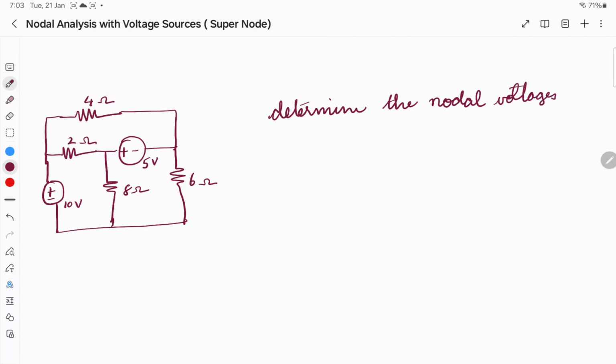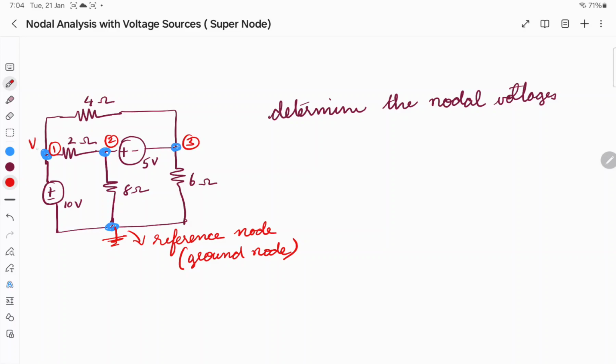Okay, so we have to find what are the nodes available. First thing we will find the nodes. What is a node? When two or more elements are connected, that corresponding point is called the node. So this is a node, this is another node, this is another node, this is another node. This node is called the reference node, or also the ground node. The other nodes, let me say, this is node 1, node 2, node 3.